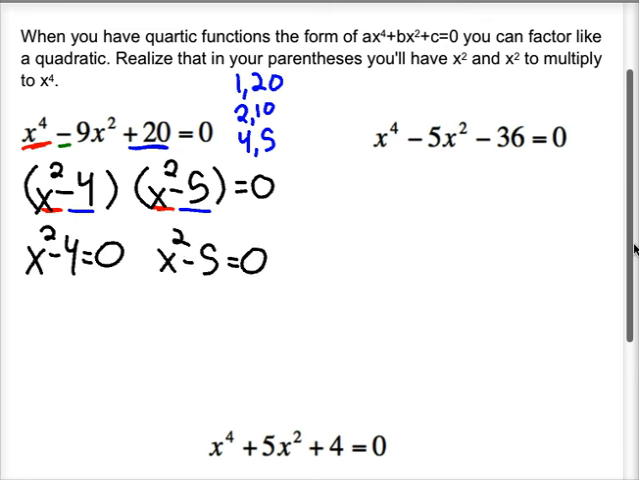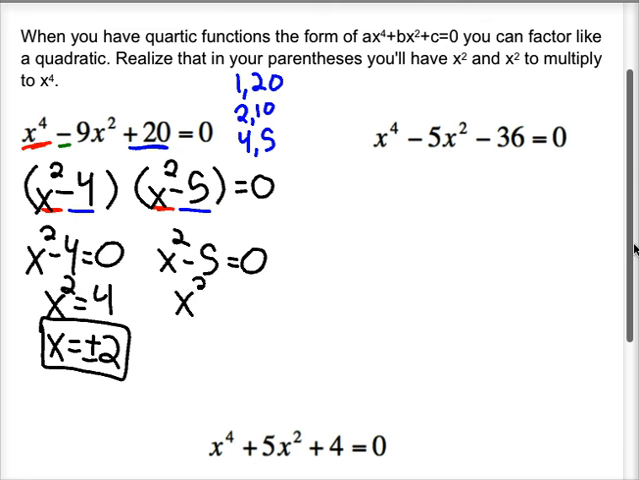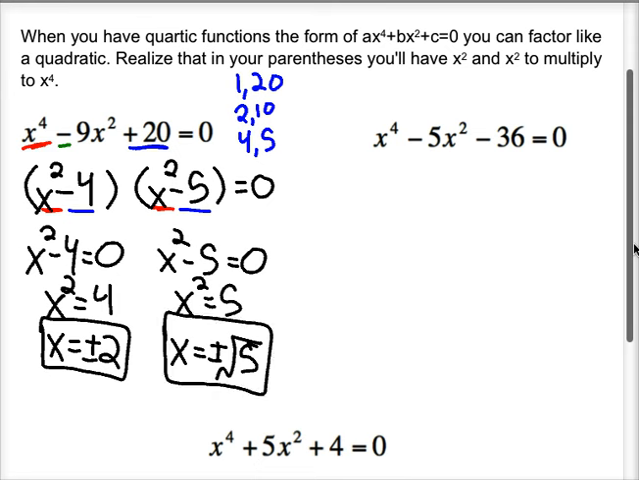Set them both equal to 0. So your x squared is 4. When you square root, make sure you get your plus and minus so you don't forget one of your answers. Add the 5 over. When you square root, make sure you use your plus and your minus. So again, really not that different from normal factoring, just making sure you remember that you're getting x squareds instead of x's. So let's try this one.